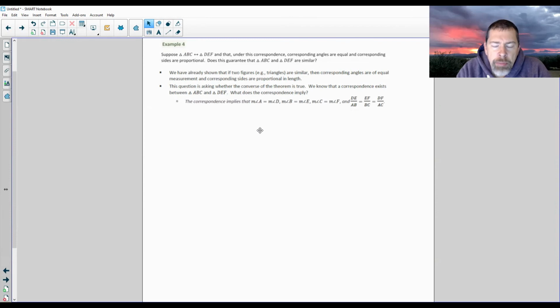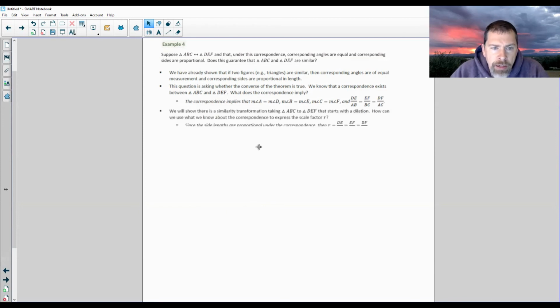Well, the correspondence implies that the measure of angle A equals the measure of angle D, the measure of B equals the measure of E, and the measure of angle C equals the measure of angle F, and side DE is to AB as EF is to BC as DF is to AC. That's what correspondence means. All right, so we will show there is a similarity transformation taking ABC to DEF that starts with a dilation. How can we use what we know about the correspondence to express the scale factor R? Okay, well, since the side lengths are proportional under the correspondence, then R equals those proportions.